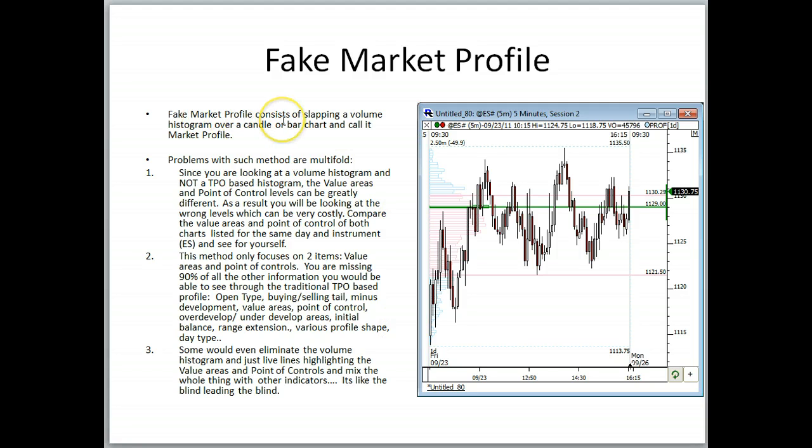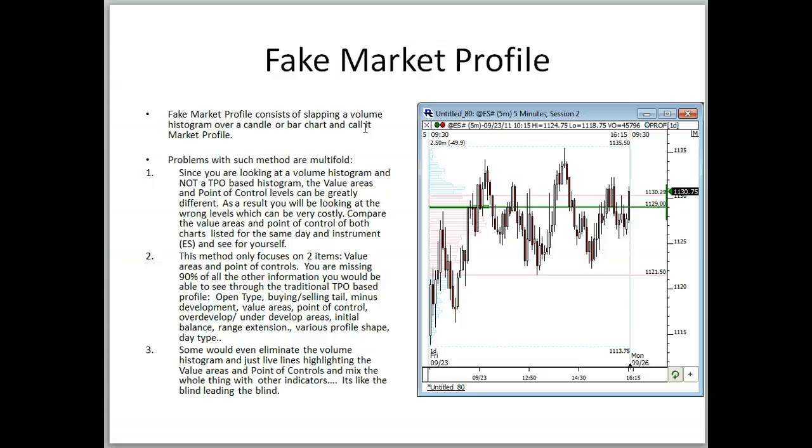Fake market profile consists of slapping a volume histogram over a candle or a bar chart and calling it market profile. And why am I bringing this point out? I'm bringing this point out because increasingly I am seeing services that are pretending to teach market profile. They take people's money, they don't teach them market profile. All they do is exactly this.